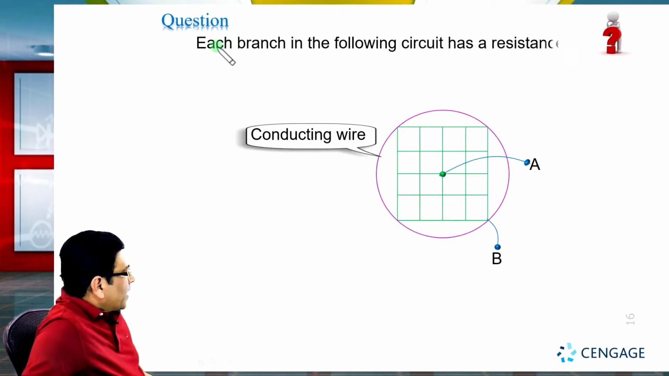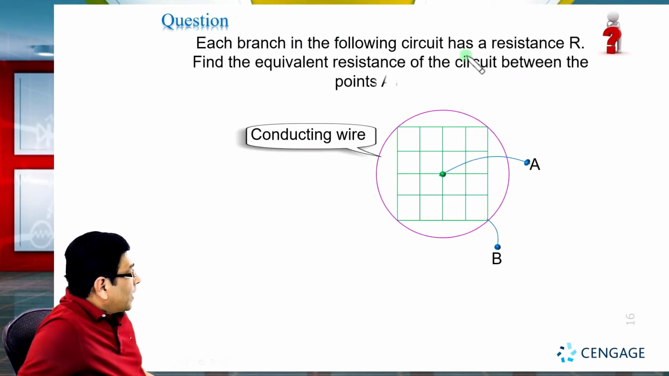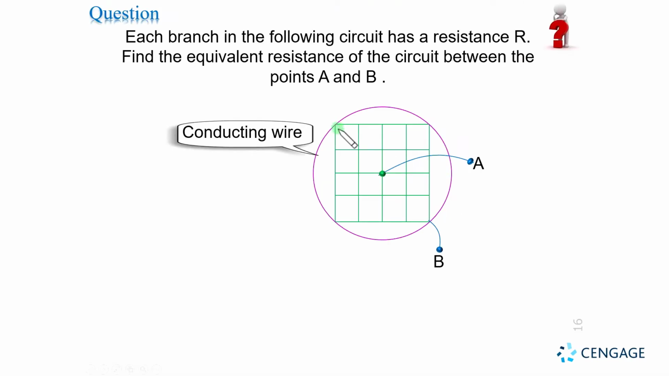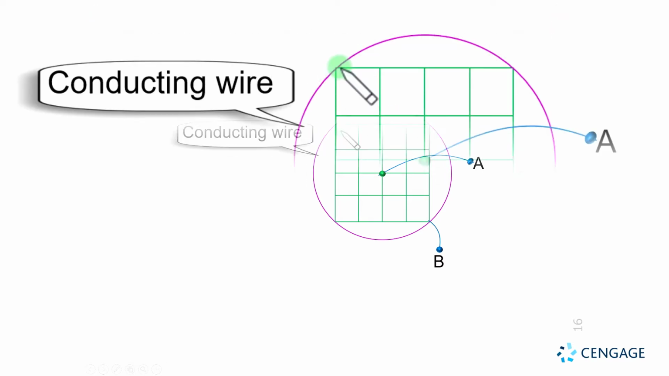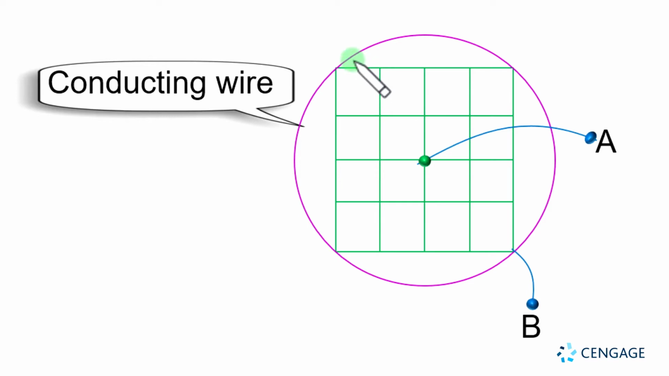In this illustration, we are given that each branch in the following circuit has a resistance capital R. This is an electrical network, and you can observe here each straight part has resistance capital R. And this network formed by the straight parts has the geometry of a square shape. We can observe here the corners of the square are joined by a conducting wire. ये एक रिंग है जो इस स्क्वायर के कॉर्नर्स को ज्वाइन कर रही है. Conducting wire means no resistance, zero resistance. That means the potential of the corners of this square should be equal.